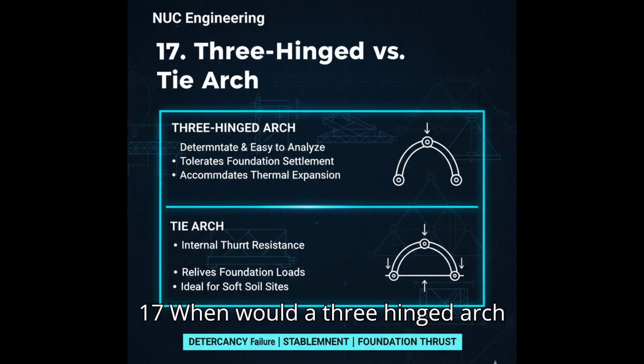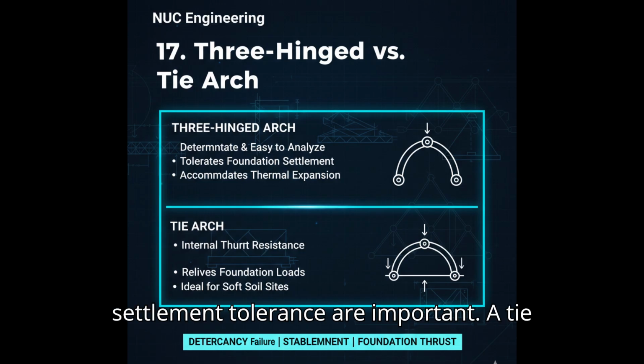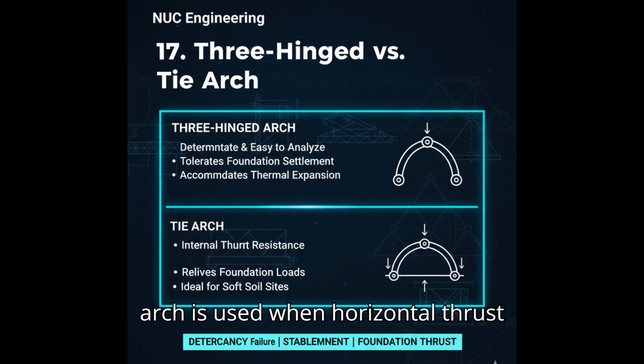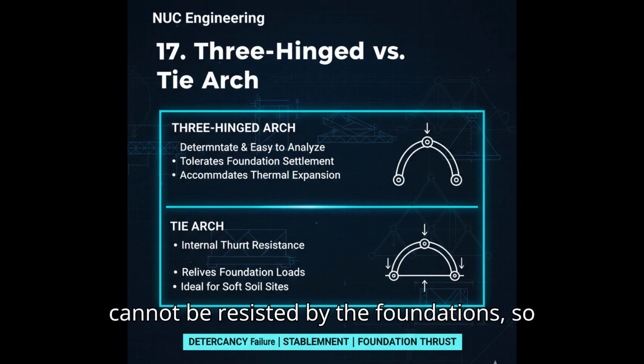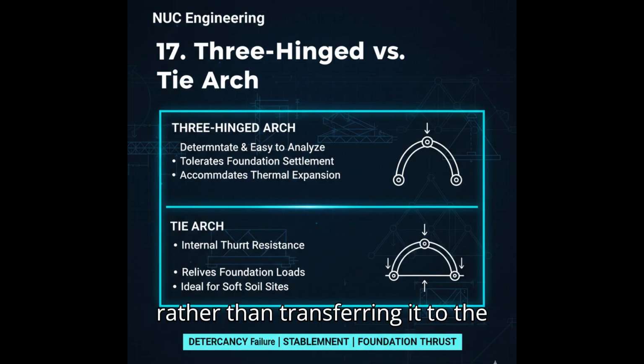17. When would a three-hinged arch or tie arch be used instead of a two-hinged or fixed arch? A three-hinged arch is used when determinacy and settlement tolerance are important. A tie arch is used when horizontal thrust cannot be resisted by the foundations, so the tie carries the thrust internally rather than transferring it to the supports.